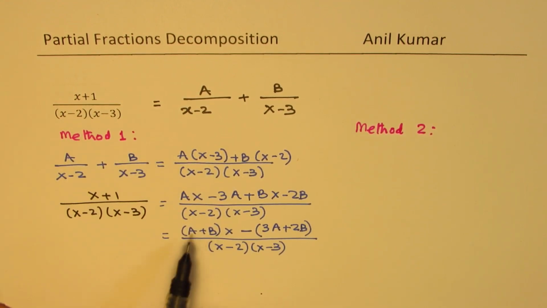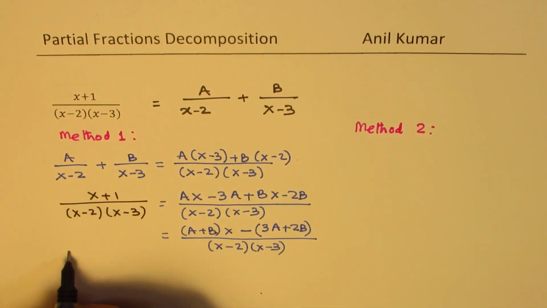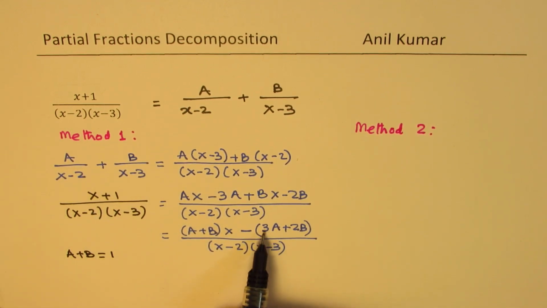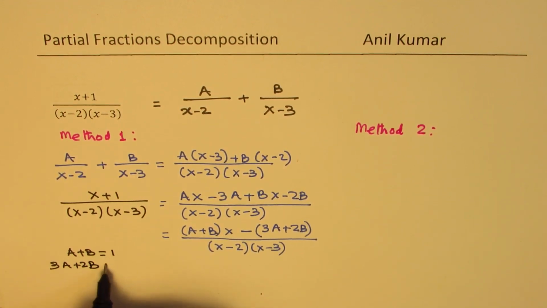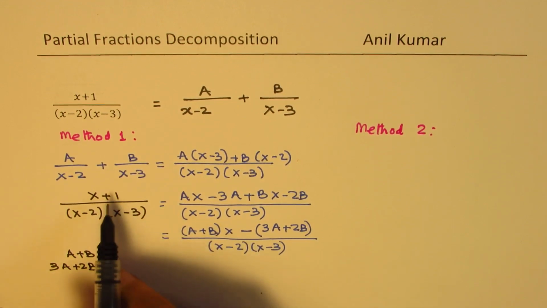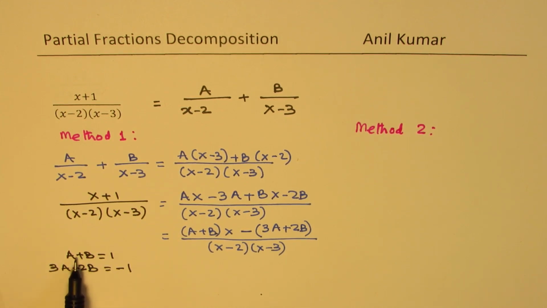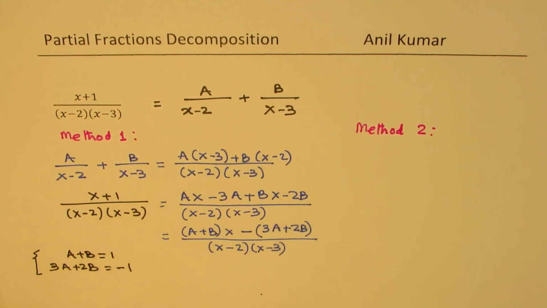So when you compare, the coefficient of x is a plus b, right? So what we get here is that a plus b should be equal to 1, since the coefficient of x is 1, and also 3a plus 2b should be equal to, this is with negative sign, so I'll make it negative 1. Is that clear to you? So we get two equations, and from these two equations you can solve for a and b, right? So that is one method of doing it, correct?